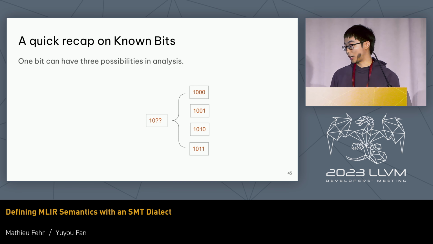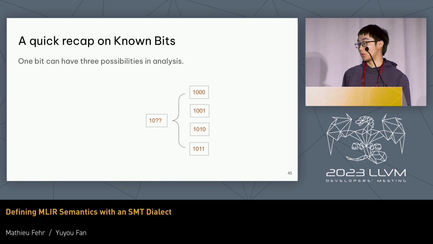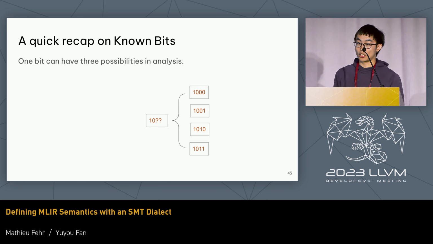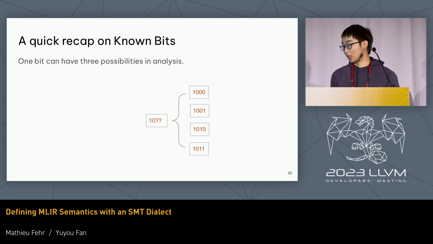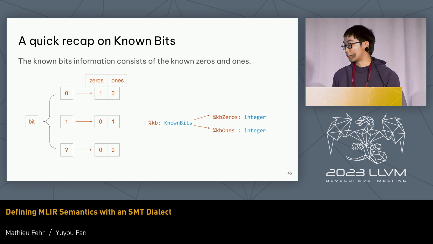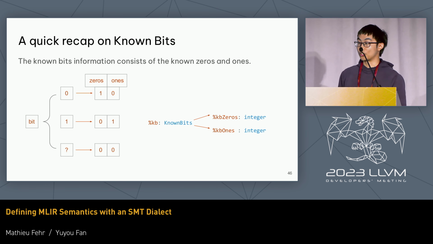Take a concrete example. Suppose we have these known bits for an integer: 1, 0, and 2 bits unknown. In execution time, it can have four possibilities: 1000, 1001, 1010, and 1011. And in detail, this is how we encode this known bits information.